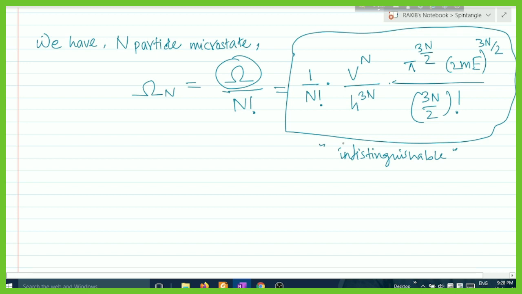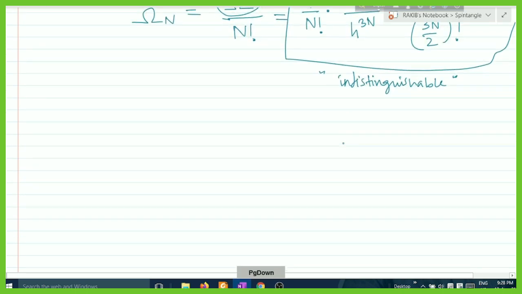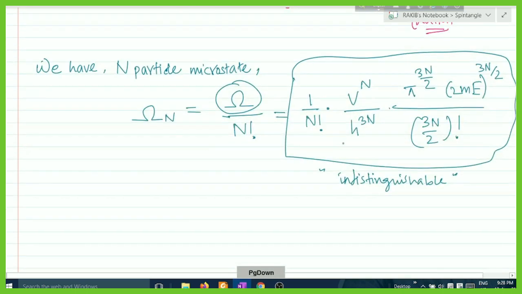This indistinguishable matchmaking has removed the Gibbs paradox. So let's start from this. What we have to do is calculate the entropy in the similar manner to what we did in our previous class. Entropy, how to calculate the entropy? Entropy is given by S equals k ln omega. In this case it is omega n.